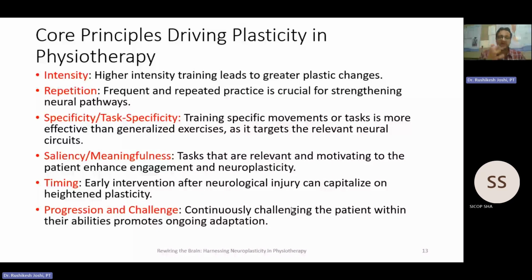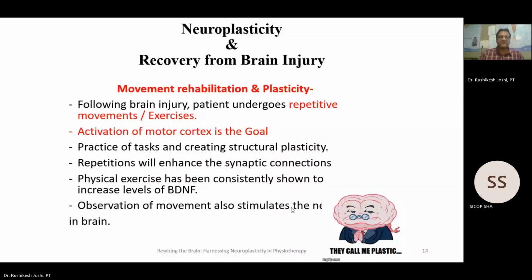Ultimately, you are trying to push the brain with difficult tasks, with difficult movements. And in the background, the brain is rewiring and neuroplasticity is happening. So don't you think we physios are doing a great task? Yes. All right. So having said that, when we do movement rehabilitation, the patient undergoes repetitive movements, and as I said, the motor cortex is getting activated.